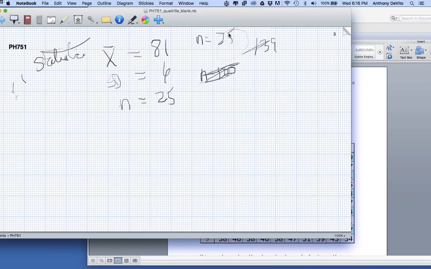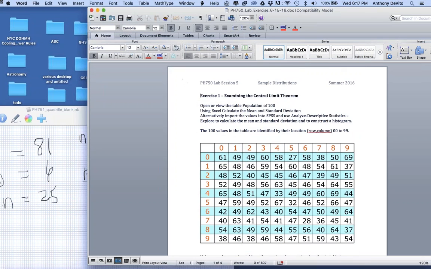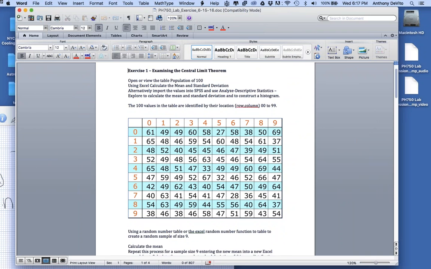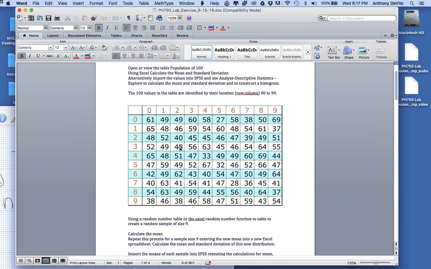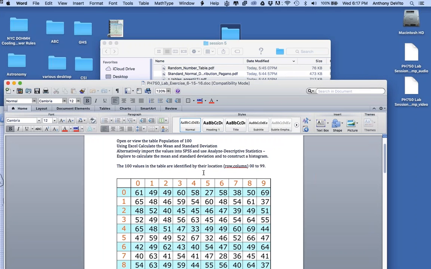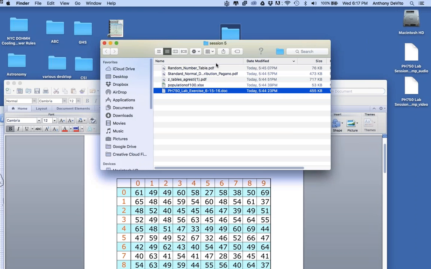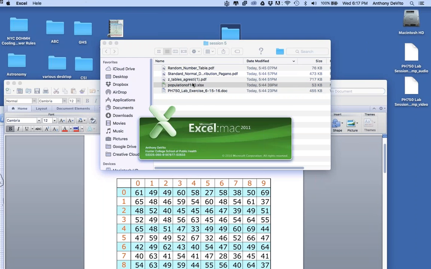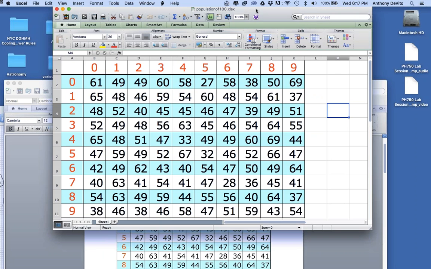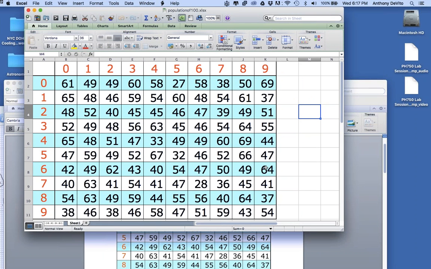Okay, so we're going to do an exercise now. Thanks, you guys online. I'm noticing that you're keeping up with it as well. I appreciate it. So we're going to do an exercise. This table, there's an Excel spreadsheet, and this is the Word document for lab exercise 6. There's also an Excel spreadsheet in here called population of 100. This is a population of 100 people.